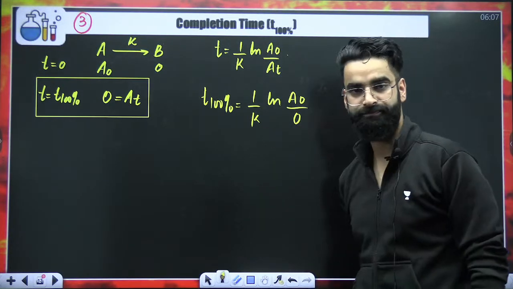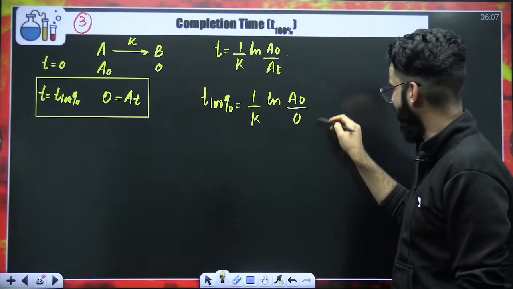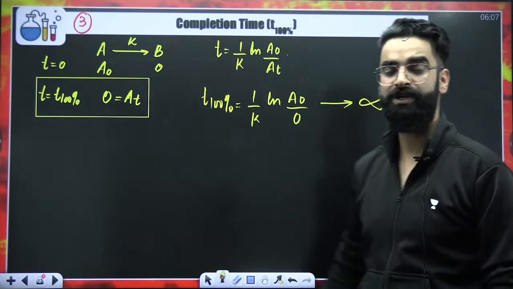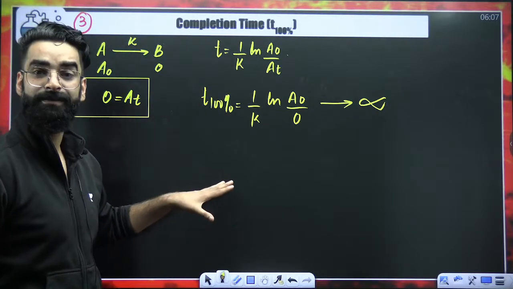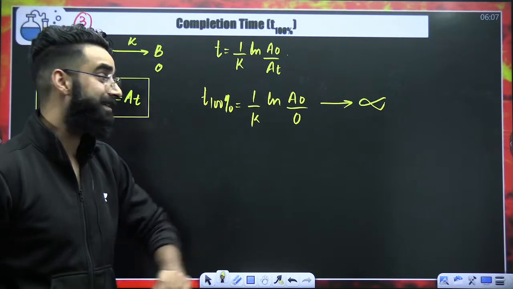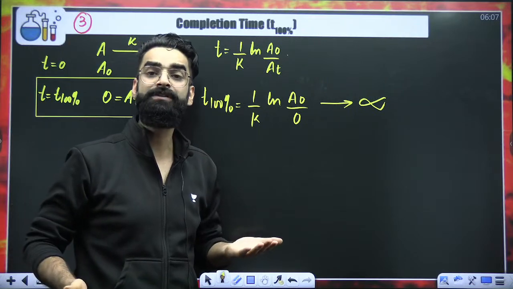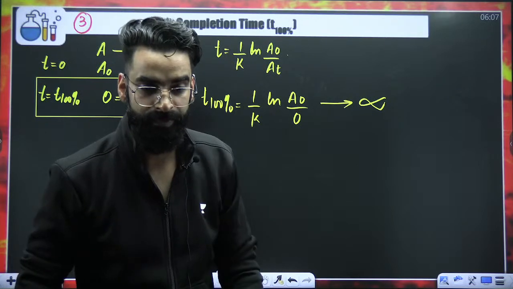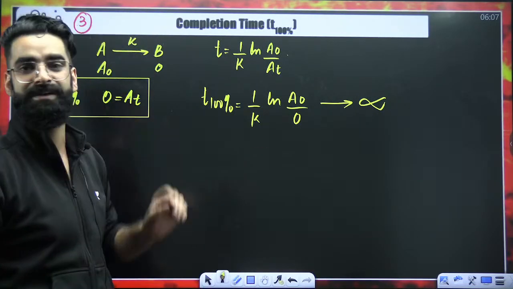At t is 0, division by 0 is infinite. So can I say this whole term will approach infinity? This whole term is approaching infinity. What does it mean? It means that a first order reaction takes infinite time to get completed. A first order reaction takes infinite time to get 100% completed, right?